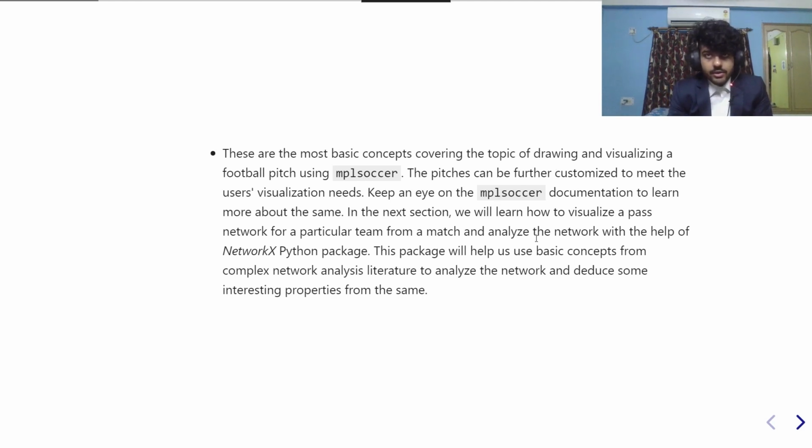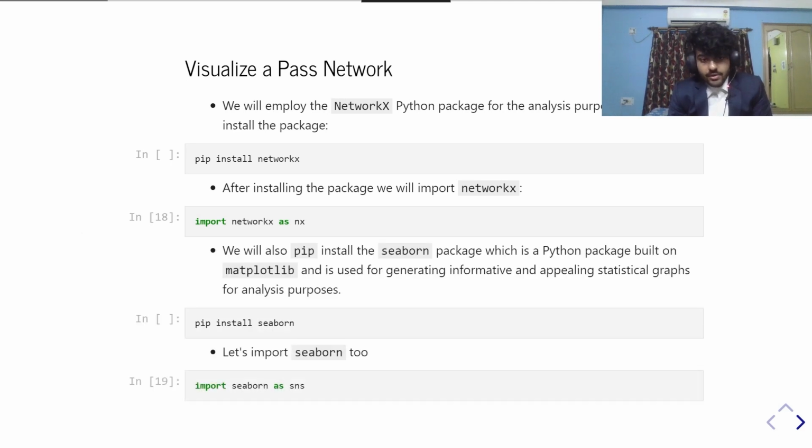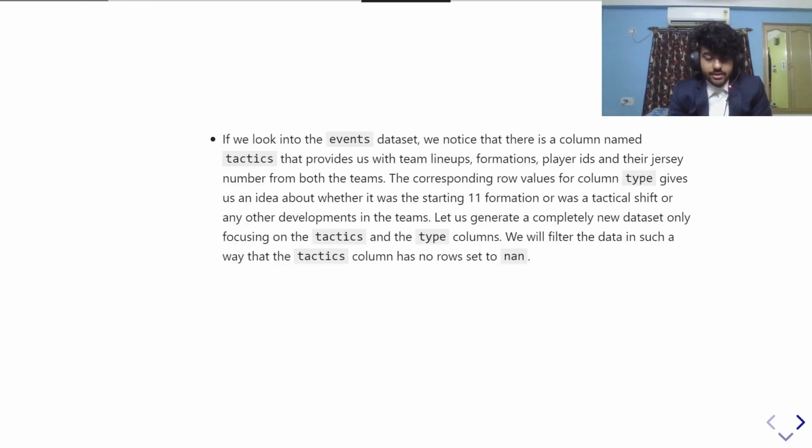And now we will use the concepts from complex network analysis to draw a pass network for a particular team from a particular match, and then we will analyze that network using the networkx package. So for that, we need to pip install networkx. We import networkx as nx. We also pip install seaborn and import it as sns.